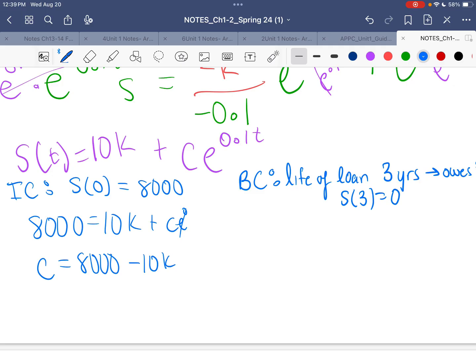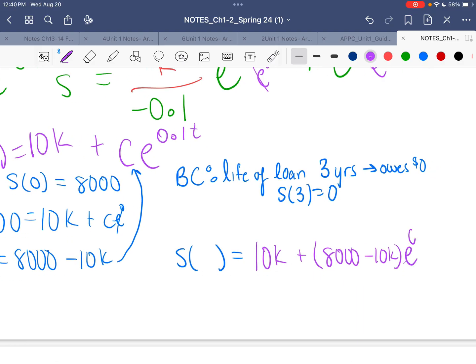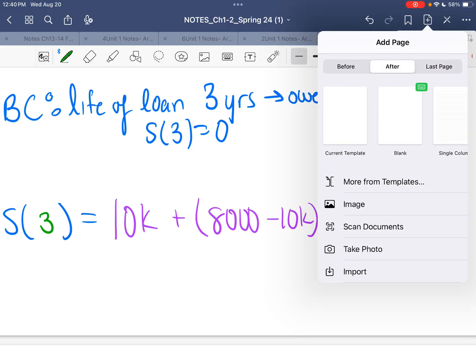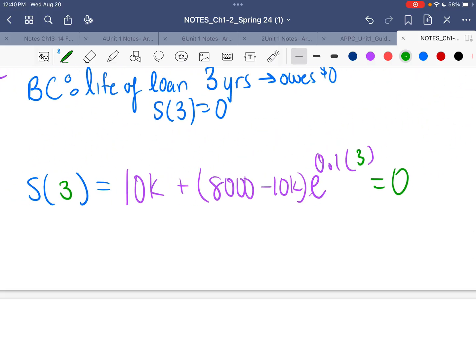C is equal to 8,000 minus 10k. Now use that c, plug into here, s at, but we're going to use the buy condition. 10k plus 8,000 minus 10k times e to the 0.1 and plugging in 3. S at 3 was equal to 0. So we're solving this part and we're going to be solving for k.